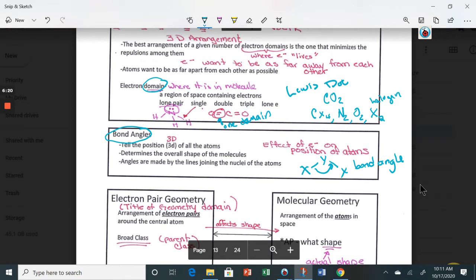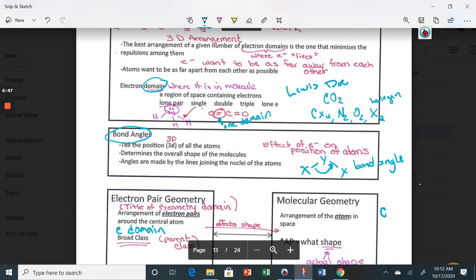The electron pair geometry, and I call it the title of the geometry domain. This is actually called a parent class. This is the E-domain. So when somebody says, what is the electron domain, it means the big overall parent class that you start with to get your shapes within a certain number of starting domains. Okay? And you might say, well, what do you mean by that?